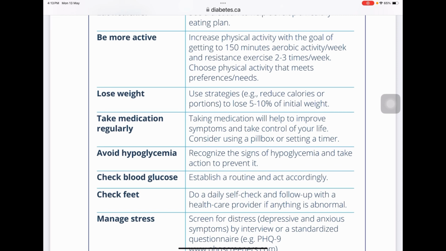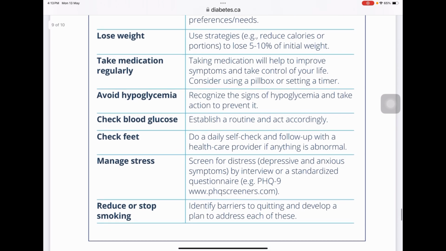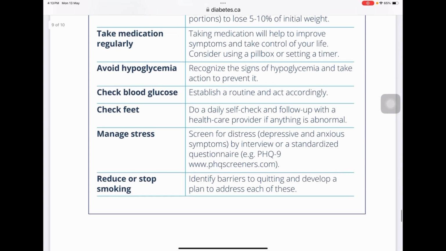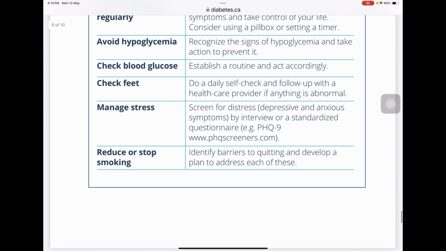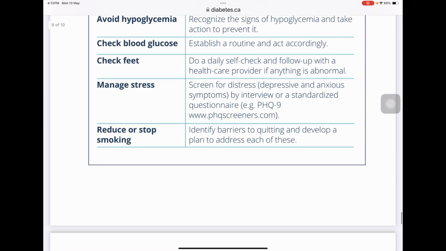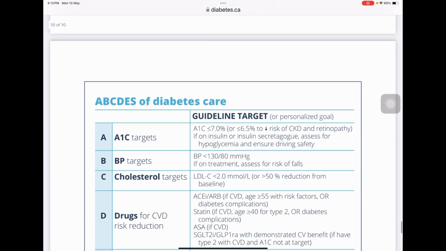Consider using a pill box or setting a timer. Avoid hypoglycemia: recognize the signs of hypoglycemia, check blood glucose, establish a routine and act accordingly, check feet, do a safe daily self-check and follow up with a healthcare provider if anything is abnormal. Manage stress, screen for distress, depressive and anxious symptoms by using a standardized PHQ-9 questionnaire, and reduce or stop smoking. Identify barriers to quitting and develop a plan to address each of these.